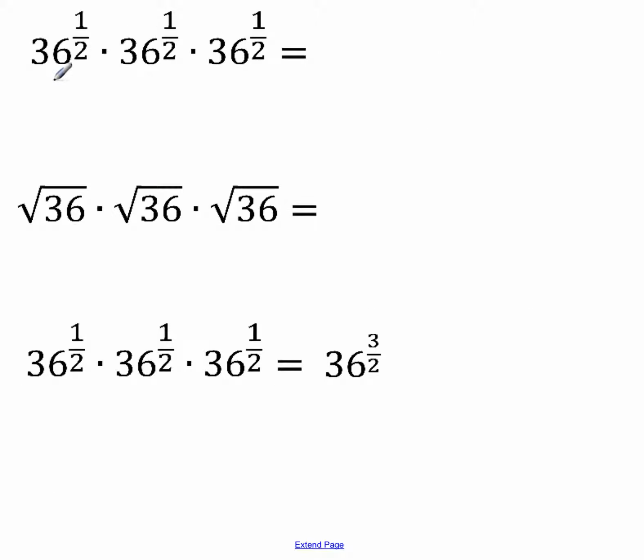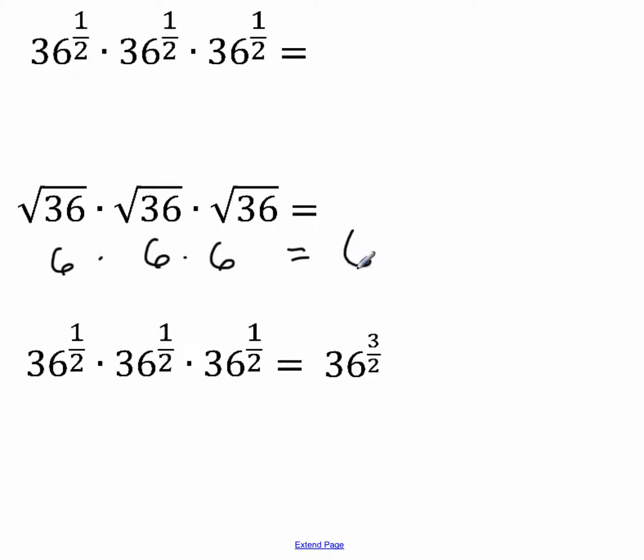So if I have 36 to the 1/2 power times 36 to the 1/2 power times 36 to the 1/2 power, that looks complicated, but it's really not, because 36 to the 1/2 power is just the square root of 36. And so, what is that? 6 times 6 times 6, right?